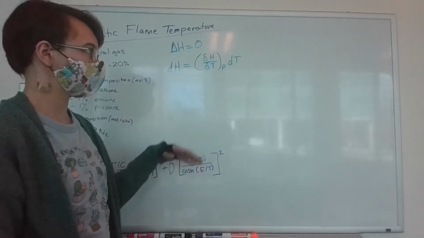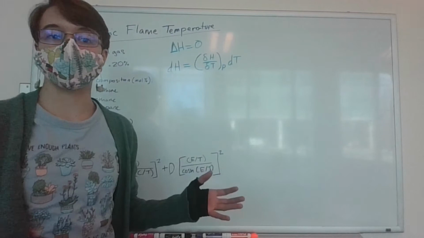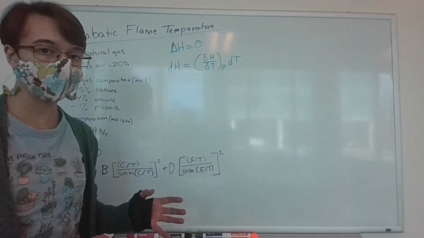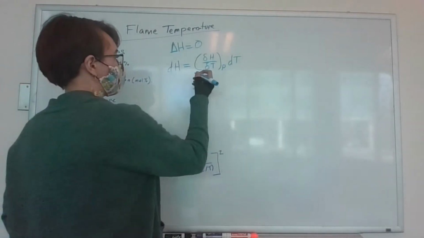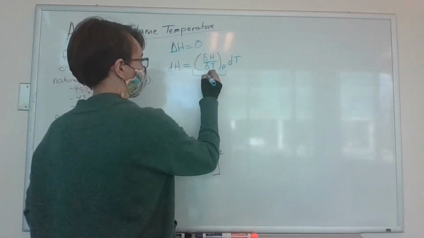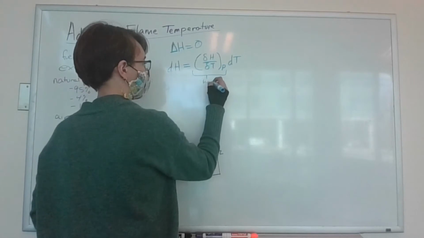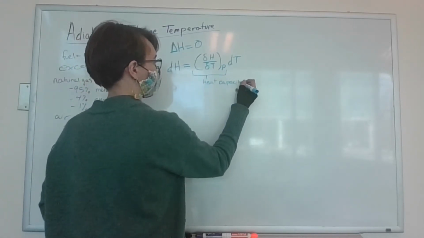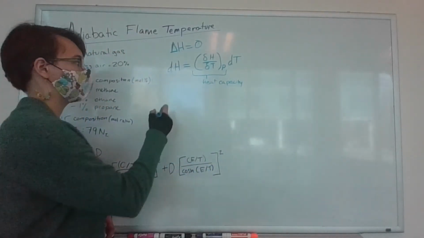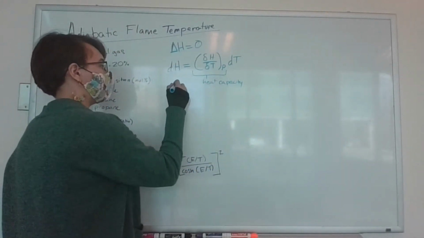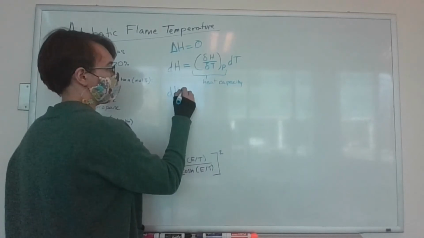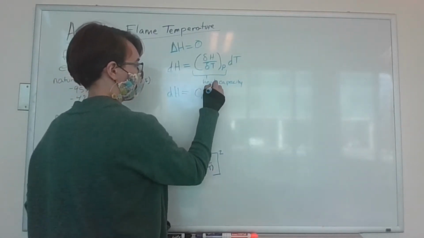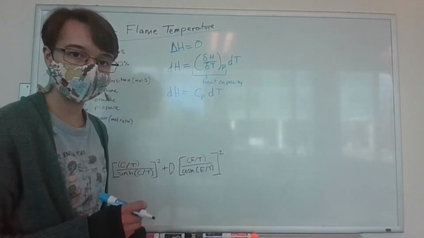If we had a non-ideal gas, we'd have to have another term related to the pressure, but this is an ideal gas, so we don't need that other term, and this is the equation that we can use. So then we can simplify this a little bit. This term right here is the heat capacity. So we can write that our change in enthalpy is equal to the heat capacity with the change in temperature.